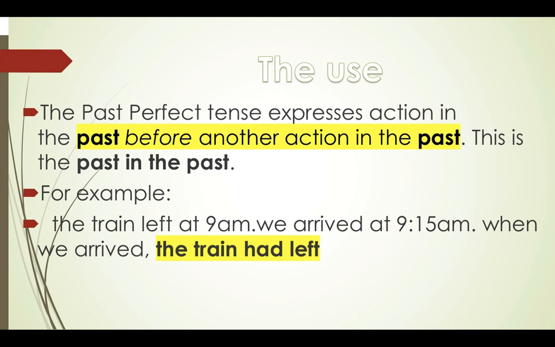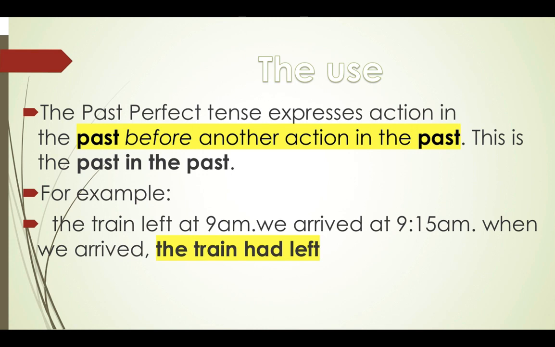For example, here we have: the train left at 9 a.m. We arrived at 15 past 9 a.m. exactly. So when we arrived, the train had left. Okay, when we arrived, the train had left. Why? Because the train left at 9 a.m. and we arrived at 15 past 9, which means that when we arrived, the train had left.